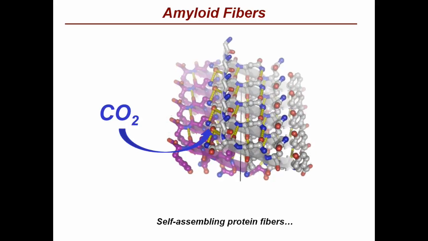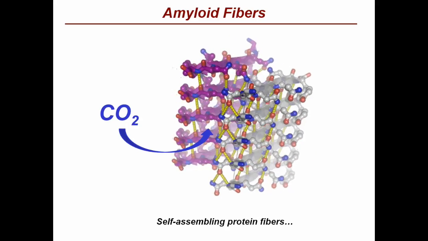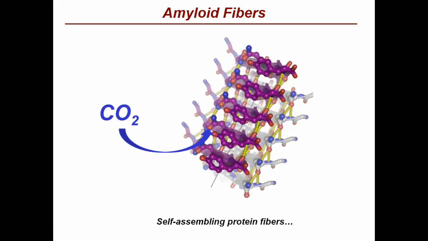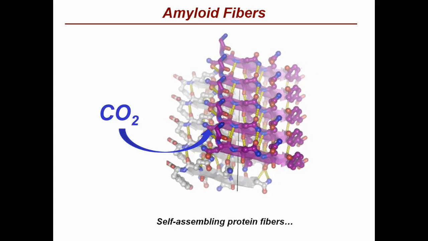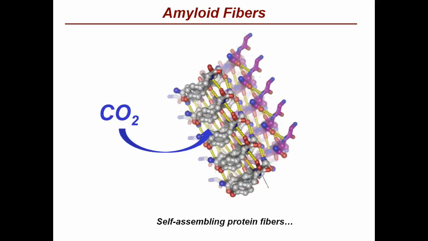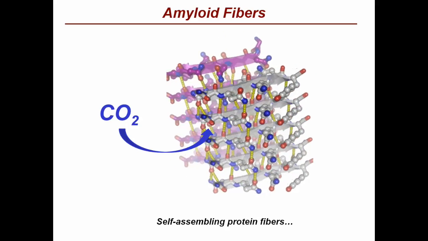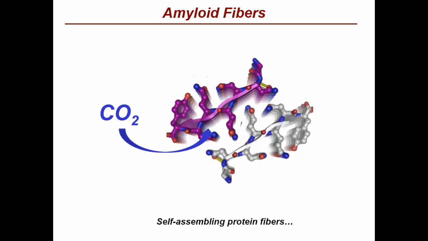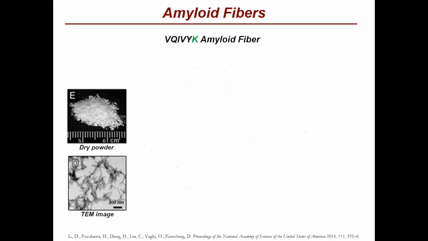Amyloid fibers are self-assembling protein fibers. Here, these fibers are used as interesting materials for carbon dioxide capture. It's inspired by the use of solid-supported amines, and that CO2 can bind reversibly in blood by the amino group in the hemoglobin. The authors are using tripeptides of these amyloids, and they have fiber-like morphology, as you can see here in this TEM. We can also look at the chemical structure, which has the VQIVYK sequence.